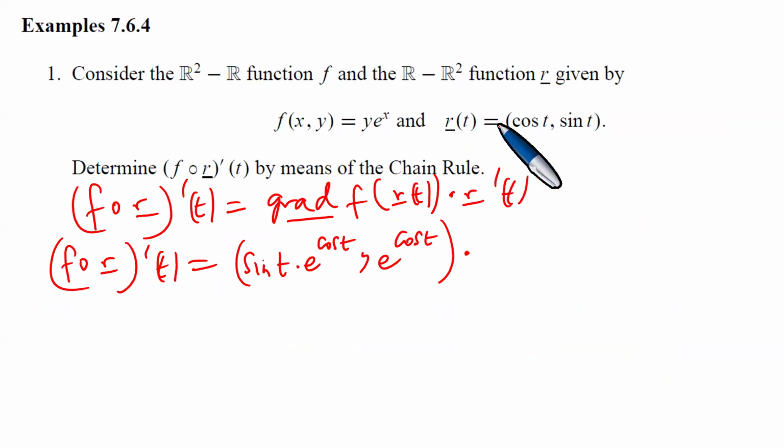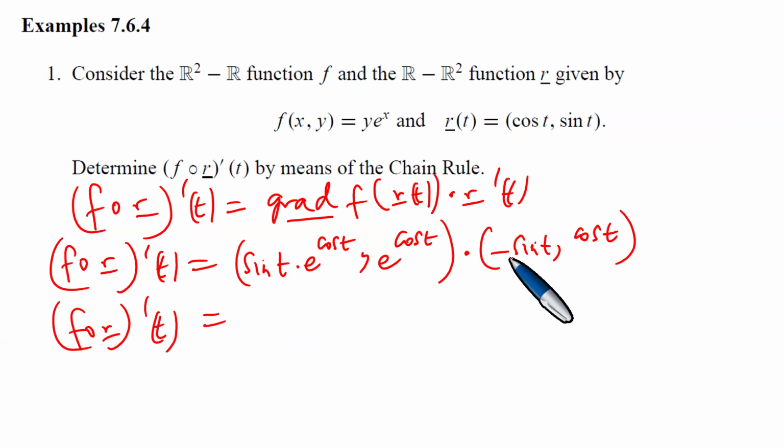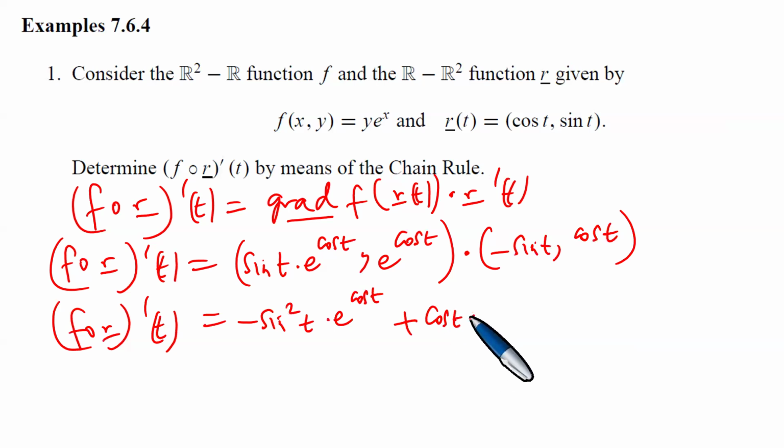This is r, and then we find its derivative. The derivative of the cosine is minus the sine of t, and the derivative of the sine is cosine t. So we have the composition of these two functions. Using the dot product, we multiply component-wise, meaning that we have minus sine squared t e to the cosine t plus cosine t e to the power cosine t, like so.